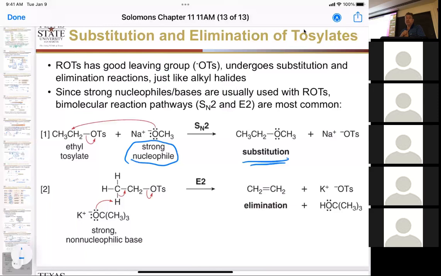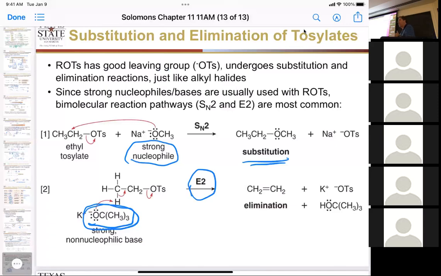But if we end up getting our base too big or non-nucleophilic, in other words, using t-butoxide right here, the only thing it can do is an elimination reaction. And so we're going to do an E2 reaction. Okay. Notice the tosyl group just doesn't fall off, giving you a primary carbocation. It actually has to be reacted with a good nucleophile or a strong base.